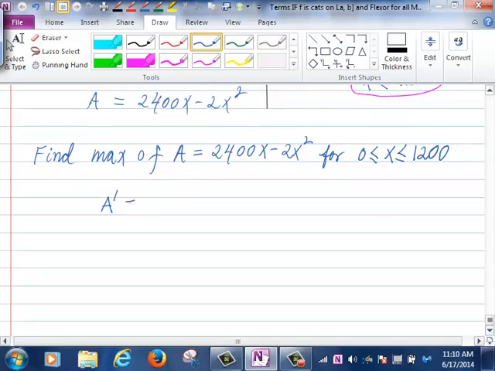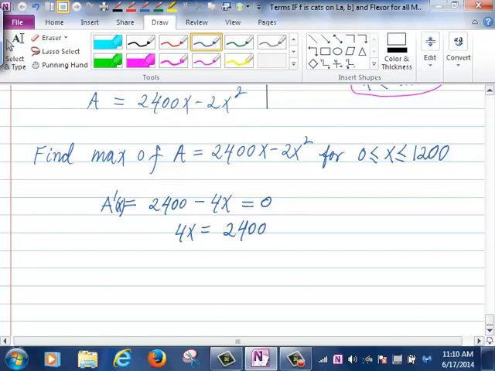To find that, I have to find the derivative first. So what's the derivative of A at x? Well, that's going to be what? 2,400 minus 4x. And in order to find the critical point, I have to set that equal to 0 and solve for x, right? So then I get what? I get 4x is equal to 2,400.